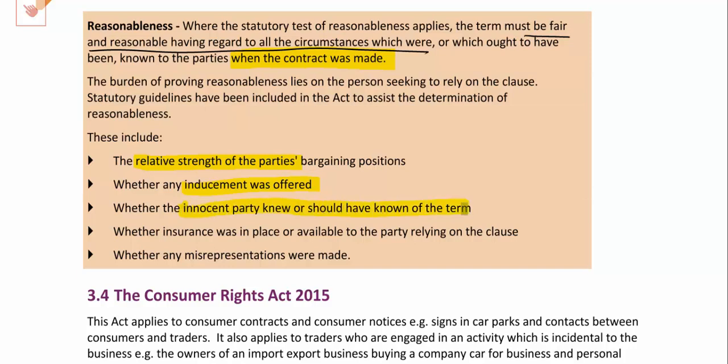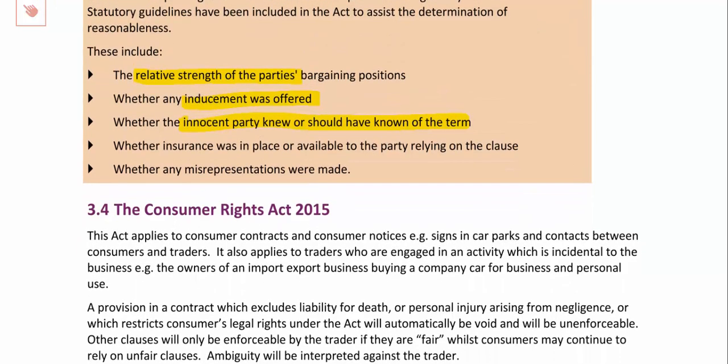Did the innocent party know of the terms? Again, it's knowledge. Was that clause made clear? And did the other person actually understand it at the time? The courts are also keen to consider insurance, because you can only take out an insurance policy if you have what's called an insurance risk. So if one side of the agreement is in a position to take out insurance, it perhaps makes more sense than that the other party should be excluded from liability. And the last one is whether any misrepresentations were made. So, was the party relying on the clause above board and honest about the terms of the clause?